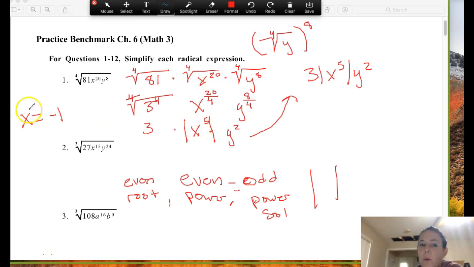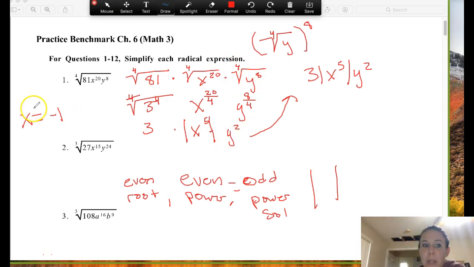So anytime your original number could be negative, when you take it to an even power and an even root, and you come up with an odd power, that allows that x to be its negative, which it cannot be, okay? Now I don't have to do this. I had an even and an even here. Why isn't this in absolute values?